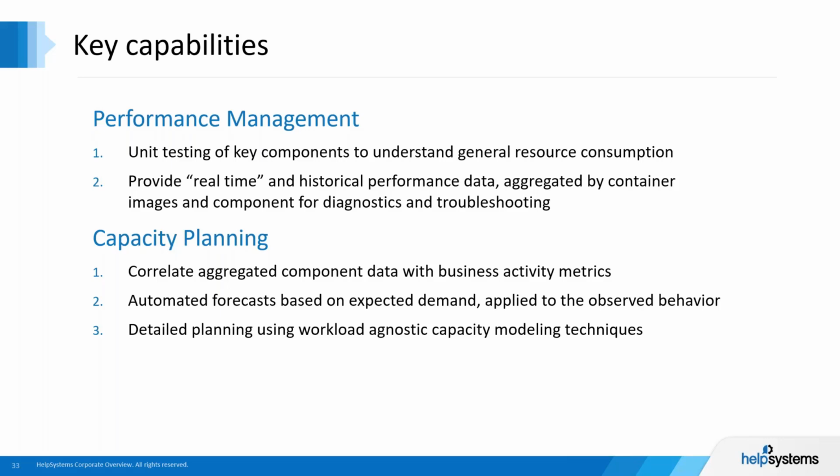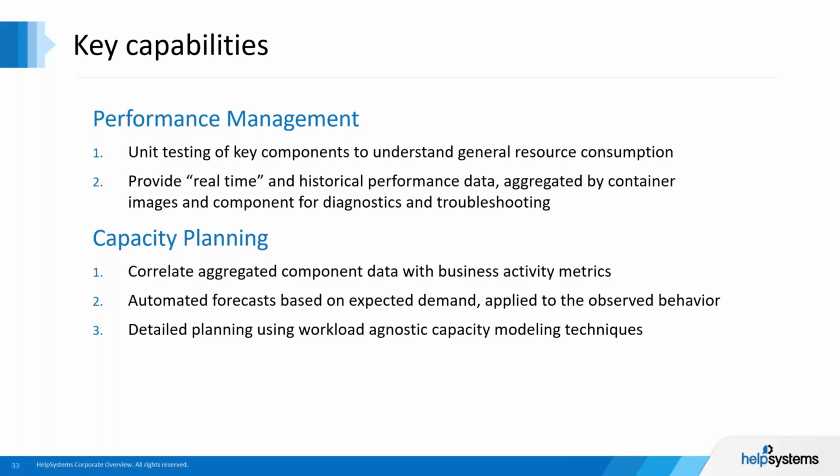From a capacity planning perspective, it's more about correlating the aggregated component data with business activity metrics. So understand, if our business activity goes up, how much does that mean? How many new containers are automatically provisioned by my orchestration software to keep up with that? And how quickly are they retracted as the demand goes down, etc. To understand that dynamic between those two.